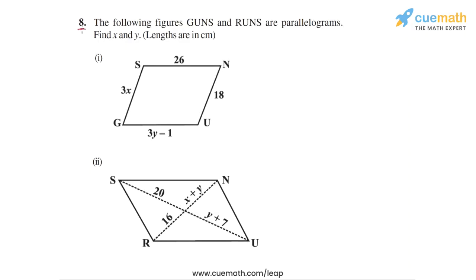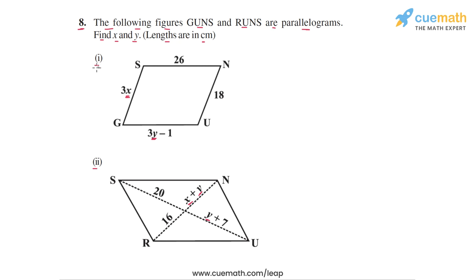Okay, in question 8, the problem statement says the following figures GUNS and RUNS are parallelograms. So the figures that you see in part 1 and part 2, they are both parallelograms. Find x and y, lengths are in centimeter. So in each figure we have the unknowns x and y. In the first figure we have x and y here, and in the second figure we have x and y on the diagonals, as you see. So we have to find their values.